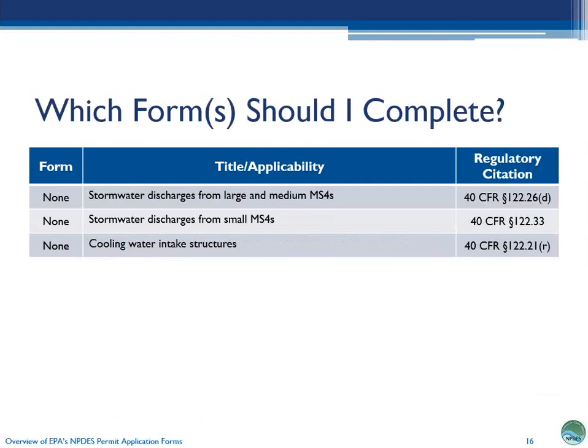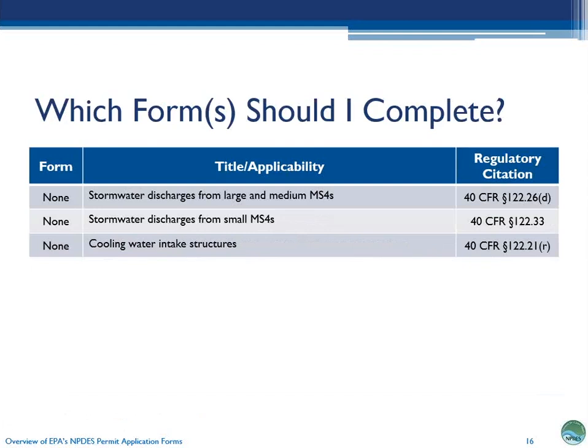Note that the federal regulations also include application requirements for discharges from municipal separate storm sewer systems, or MS4s. Although there are no specific application forms for MS4s, there are, in fact, extensive application requirements in 40 CFR section 122.26(d).